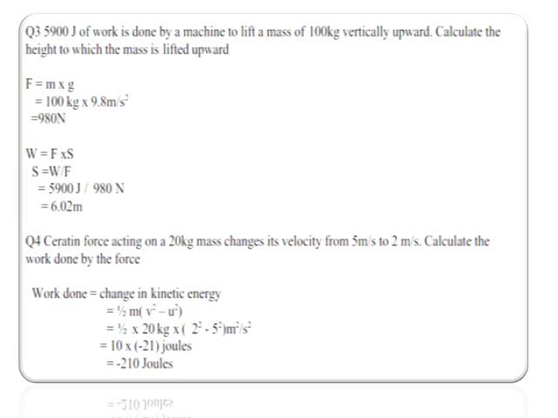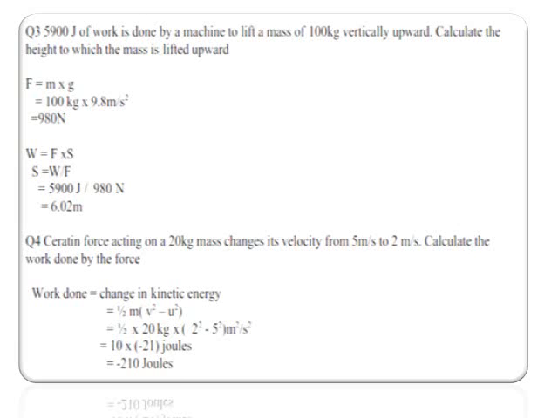Now we will see one more example here. Question number 3. 5,900 joules of work is done by a machine to lift a mass of 100 kilogram vertically upward. Calculate the height to which the mass is lifted upward. The height here is the displacement. So S, in the formula W is equal to F into S, you have to calculate S.